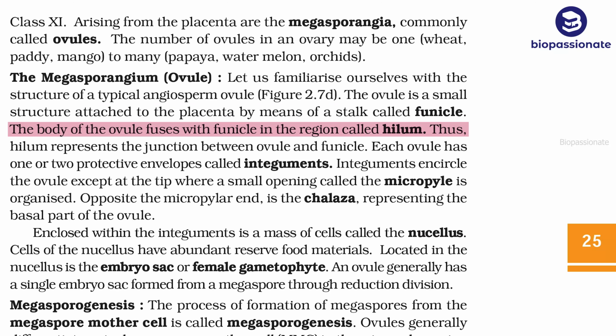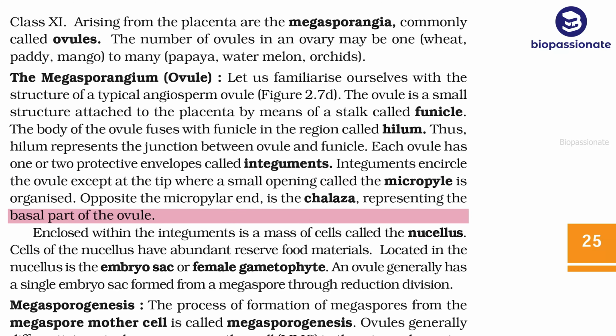The body of the ovule fuses with funicle in the region called hilum. Thus, hilum represents the junction between ovule and funicle. Each ovule has 1 or 2 protective envelopes called integuments. Integuments encircle the ovule, except at the tip where a small opening called the micropyle is organized. Opposite the micropylar end is the chalaza, representing the basal part of the ovule.